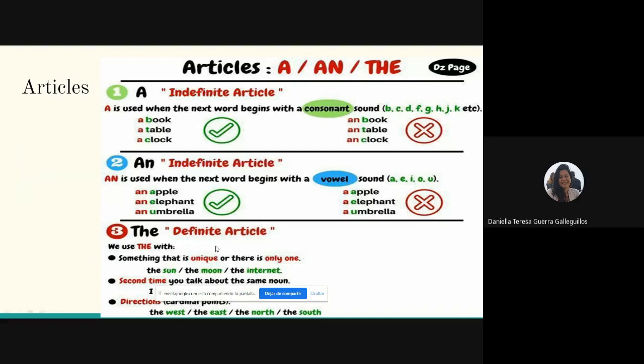But the is used in different situations. For example, when you talk about something that is unique, or because there is only one of that. So if you are in a house and you say, can you give me the vacuum cleaner? It's because you only have one vacuum cleaner. So the, okay? Or in this case, the sun, the moon, or the internet, right? The second time you talk about something, you also use the.